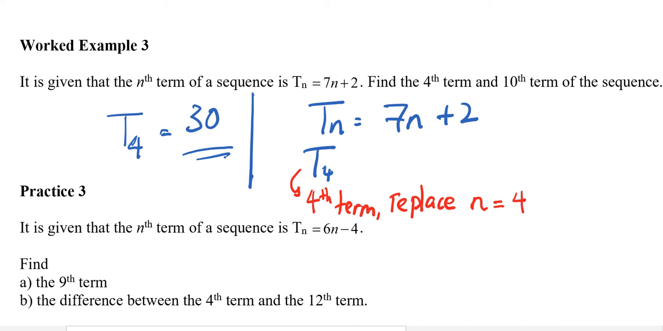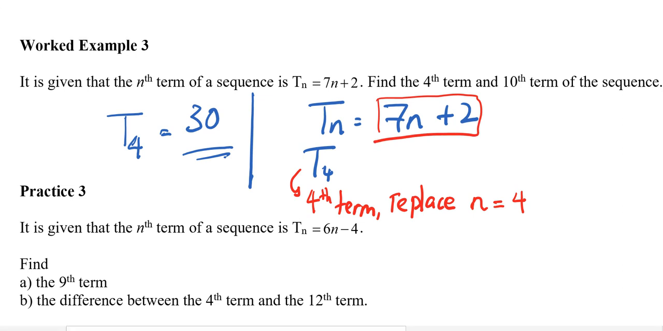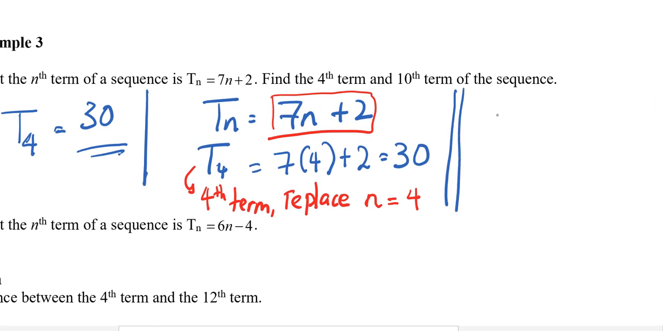4. Can follow? So Jesse, if this is 7n plus 2, how do I write when I replace n with 4? Then that's why the answer is 30. Who is still confused? Max, can you suggest to me what is T10?